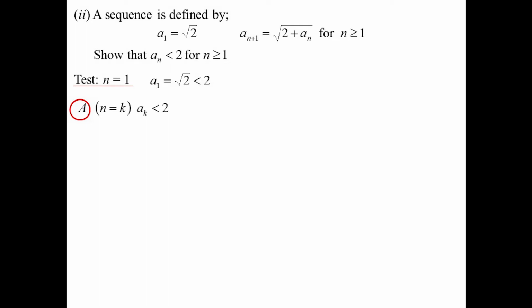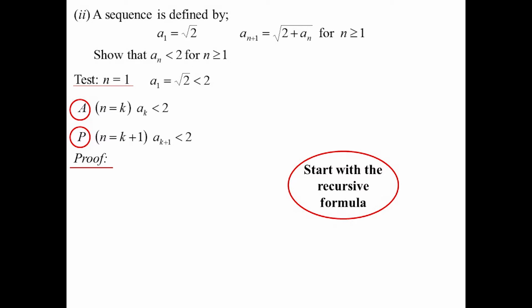So my assumption is going to be that term k is less than 2. I want to prove term k plus 1 is less than 2. So, proof. Well, it's usually a good idea to start with the recursive formula.